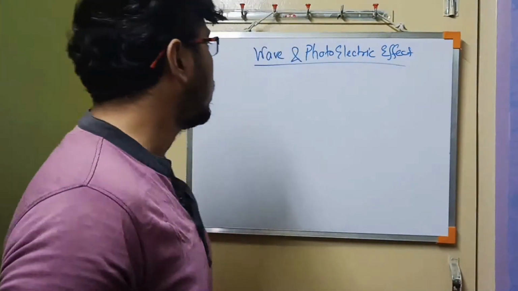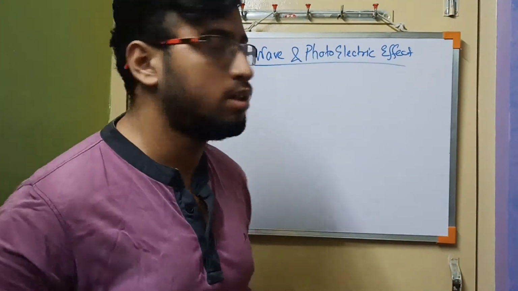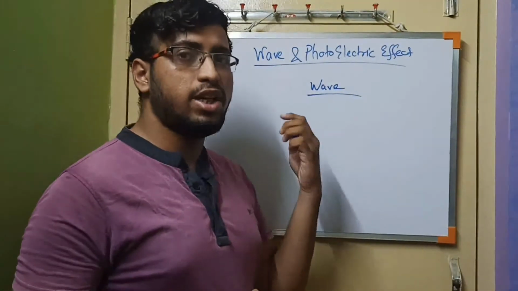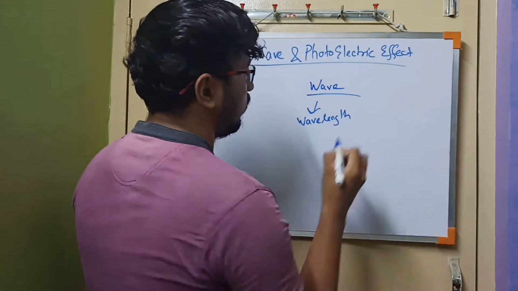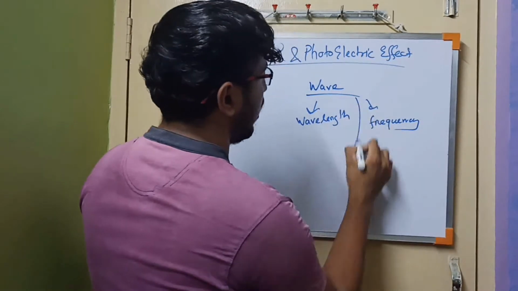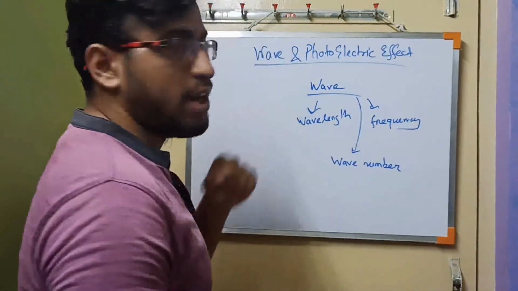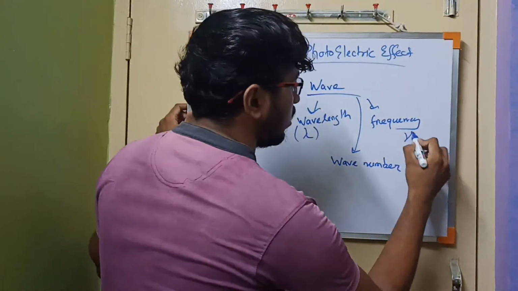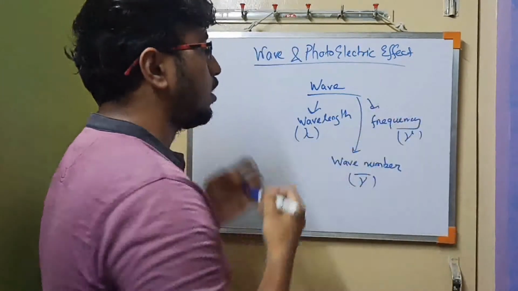So this is about wave and photoelectric effect. So just we have to know first what is wave. So wave is defined by the three characters. First is wavelength, second frequency, and the third one is wave number. Wavelength is denoted by lambda, frequency is denoted by nu, and wave number is denoted by nu bar. So these are the three characters of wave.